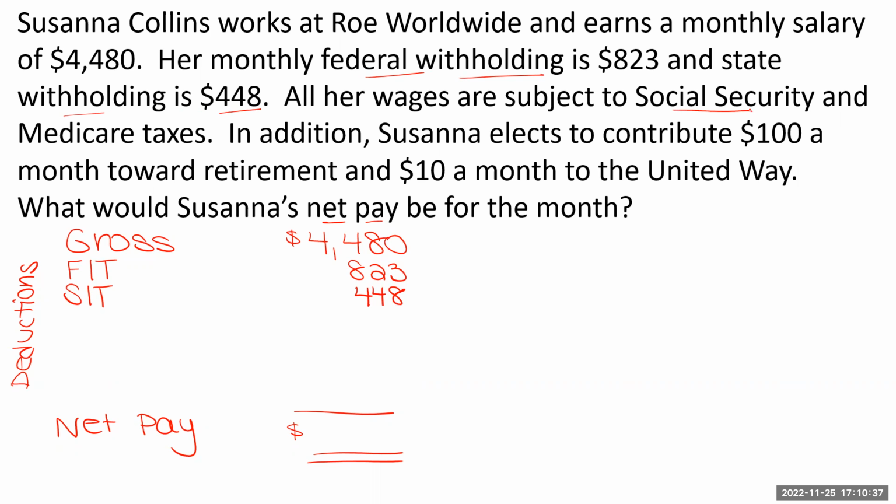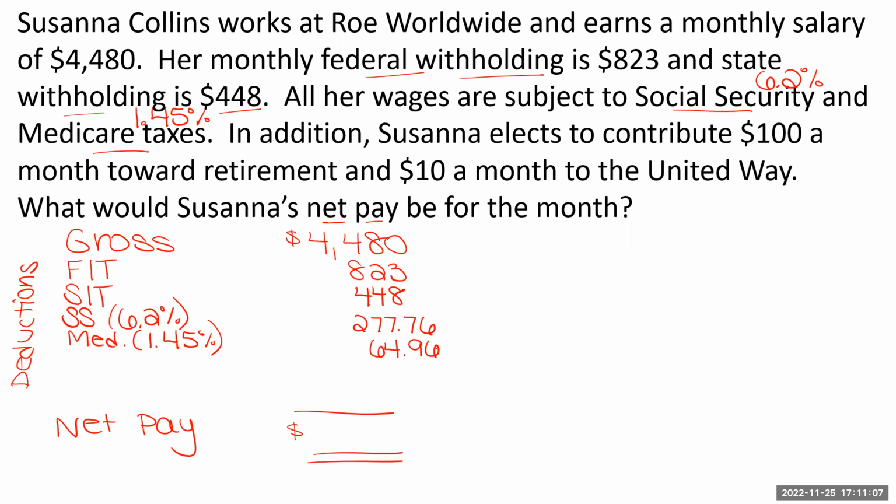All wages are subject to Social Security and Medicare. They don't give you the percentage here because they expect you to remember it. It doesn't change, 6.2 and 1.45%. And again, that's of her gross pay. Right, so I get for Social Security and for Medicare, $64.96. Those were all of her required deductions. They're required by state and federal laws.